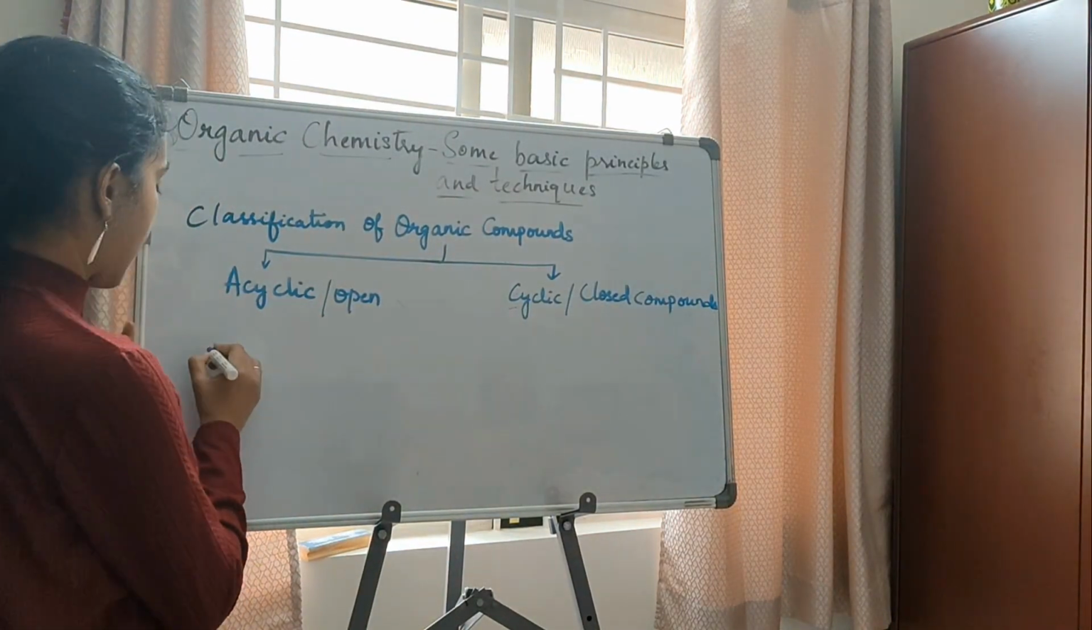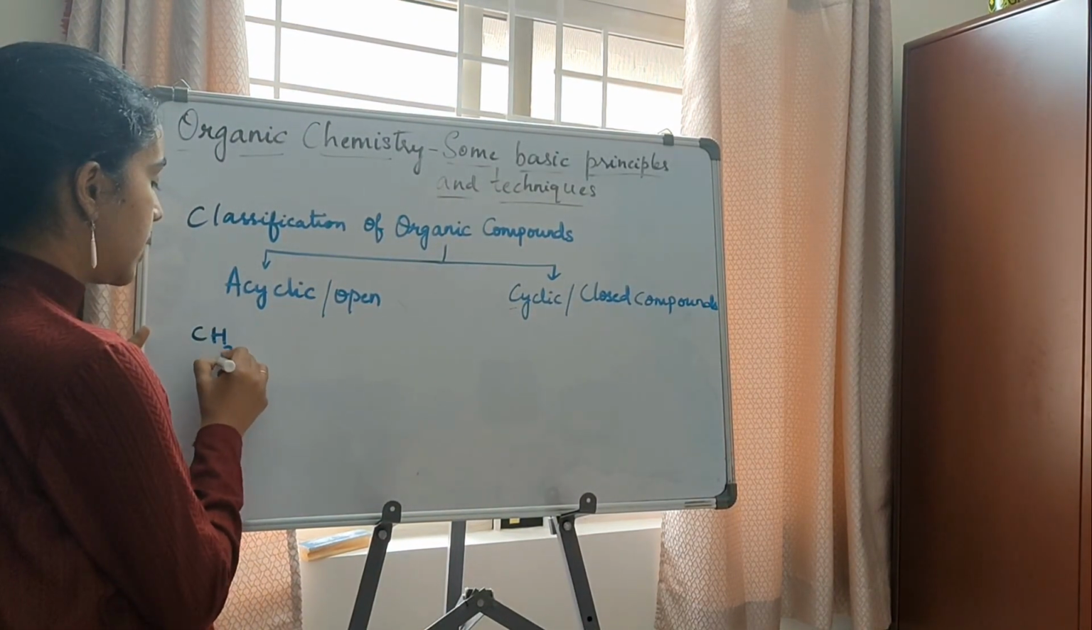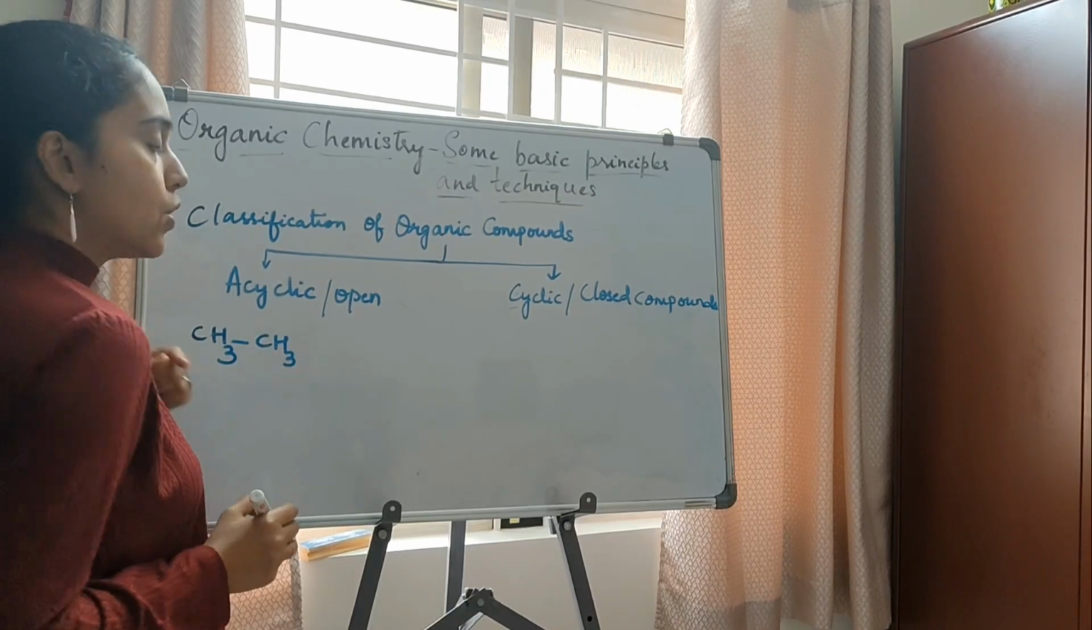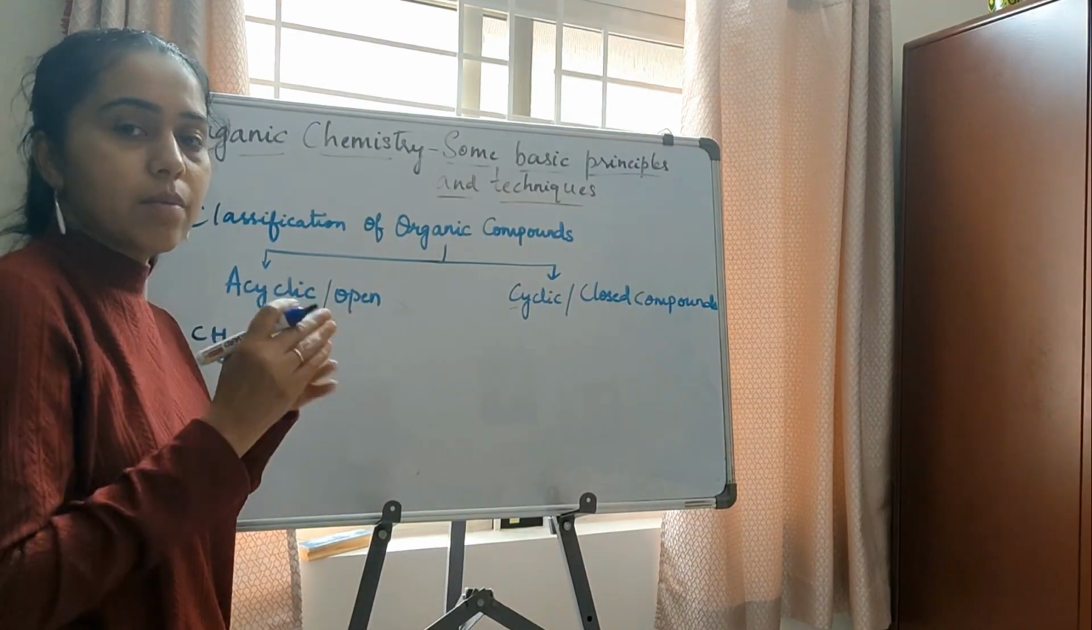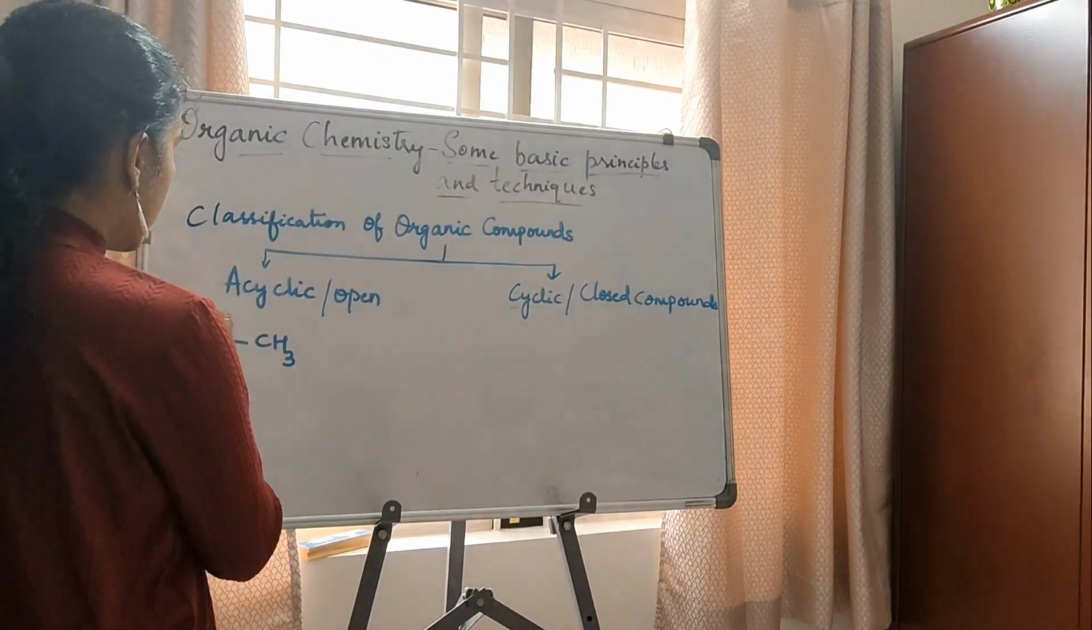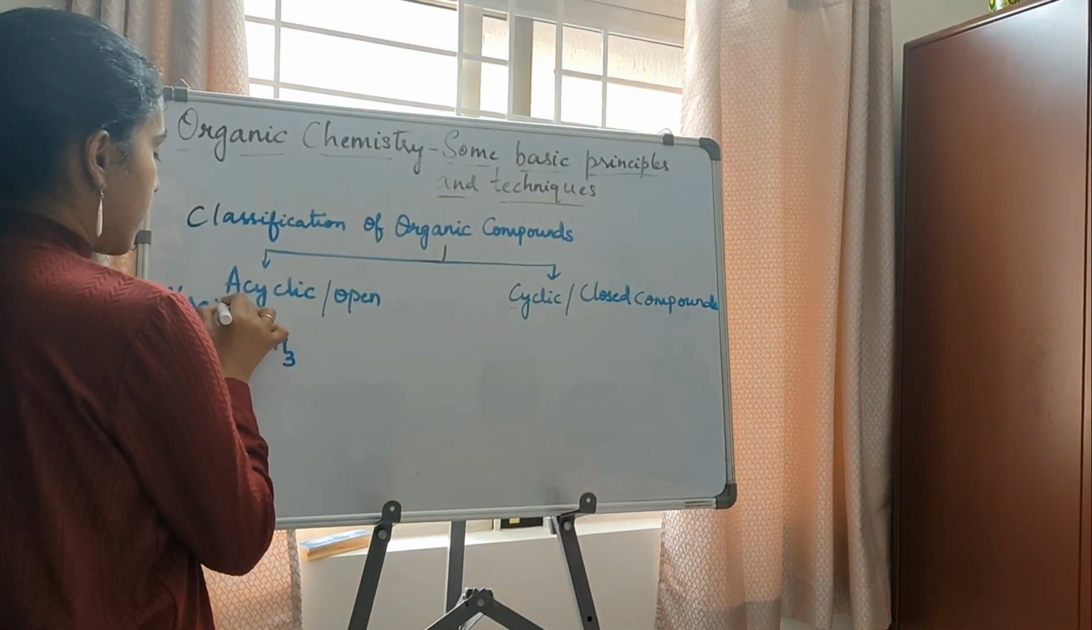Now take the example of ethane, that is CH3CH3. This is an example of a straight chain compound. Your carbon is linked to another carbon directly, that is, in the form of a straight chain. So these compounds are called straight chain compounds.